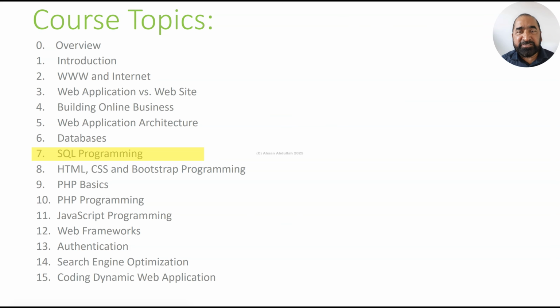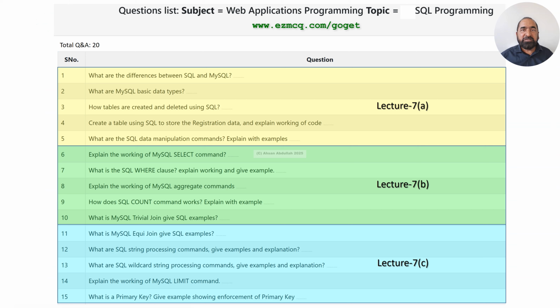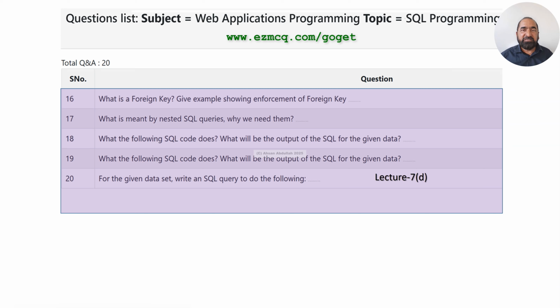So these are the topics which are covered in this course, and we are at topic number 7, which is SQL programming. And this topic is explained in the form of questions and answers. Topic number 7 has 20 concepts in the form of questions and answers. As the color coding shows, the first 5 are in 7a, the next 5 are in 7b, then the next 5 are in 7c, and the last are in 7d.